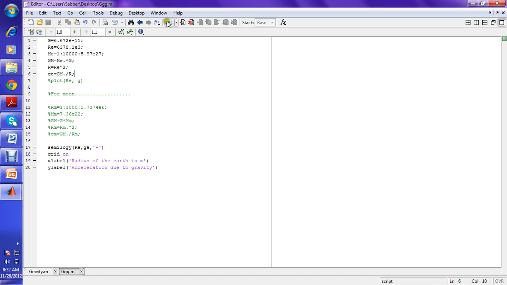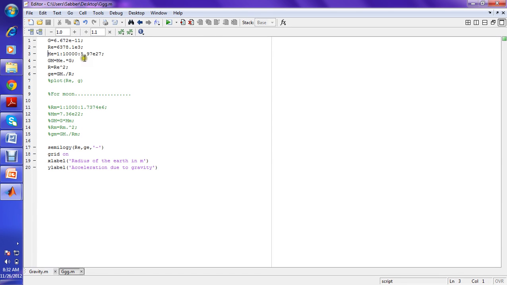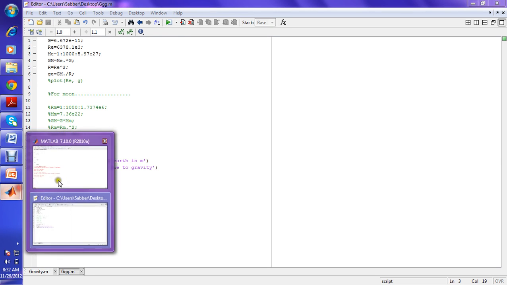GM or something. Let's see. I think I've got a mistake here. So m equal to 1000, 1 up to 10,000. I think 5.97 to the power 27 mass. Let's see. I've gotten the mistake.